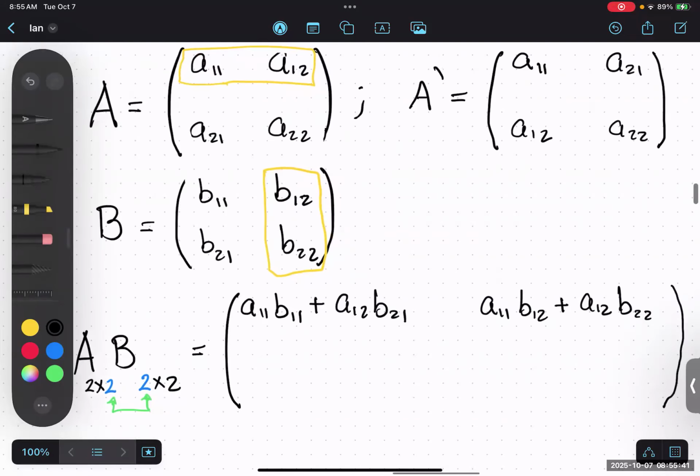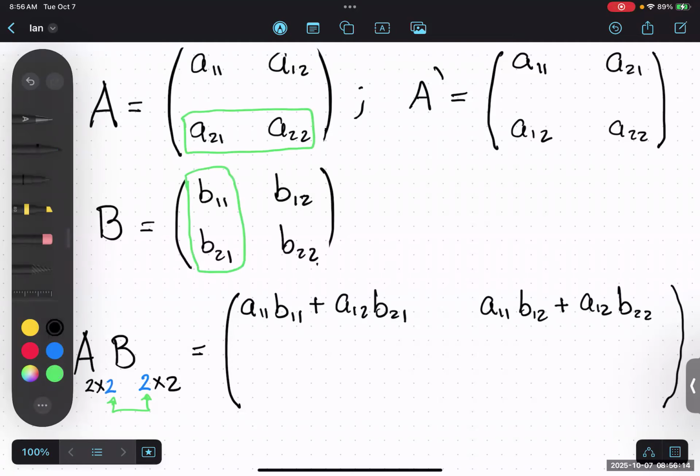Here I will close the parentheses. And let me erase this part where I highlighted the elements of the matrix. So what comes next is the second, let's say the third element in this matrix: second row, first column. Second row of matrix A, first column of matrix B, which means that this is A21, B11 plus A22, B21.